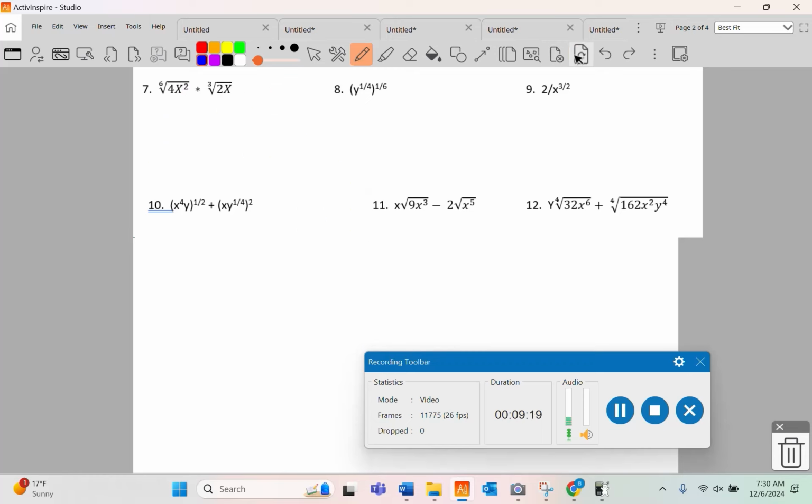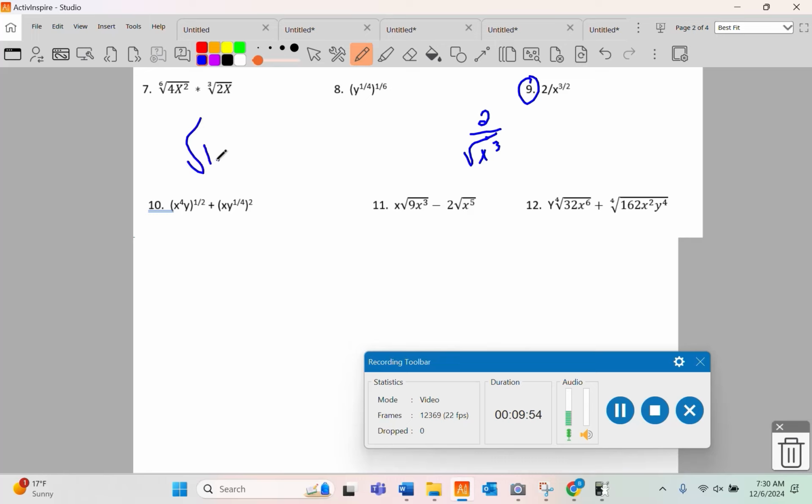Let's see here. 9. We have 2 over x to the 3/2. So what's the issue with this one? The issue with this one is when you initially do your rewrite, power over root, you have the square root of x cubed. That's the issue. Now, normally, and it's actually not a big issue with this one, you could just multiply top and bottom by root x cubed, and you'd be all right, I think, on this one. But it'd be more work than you need.